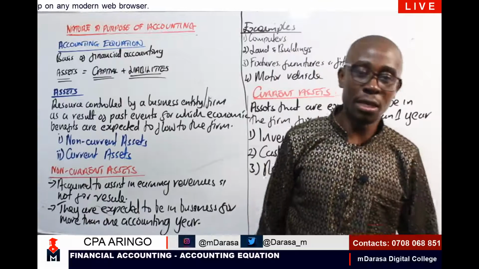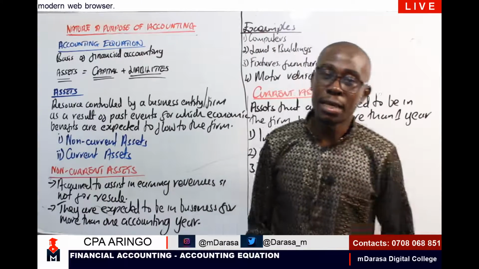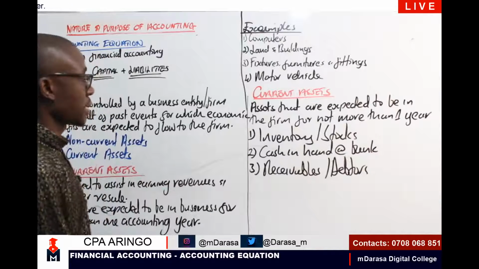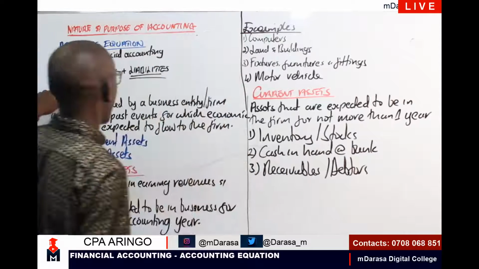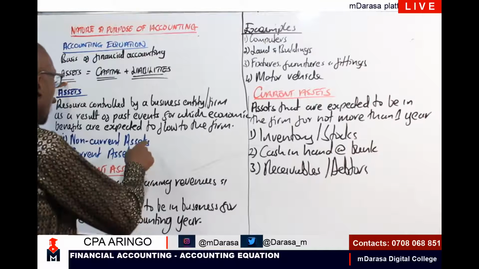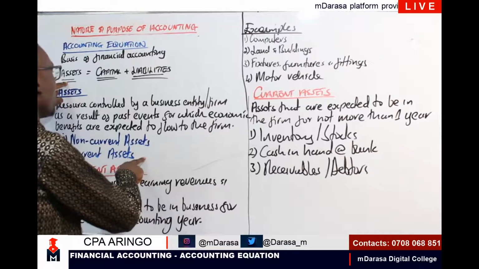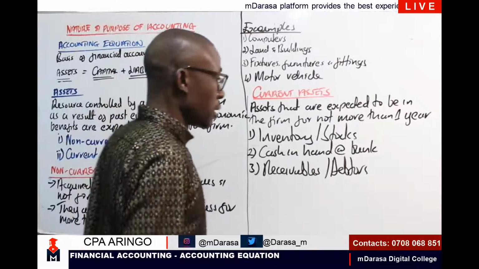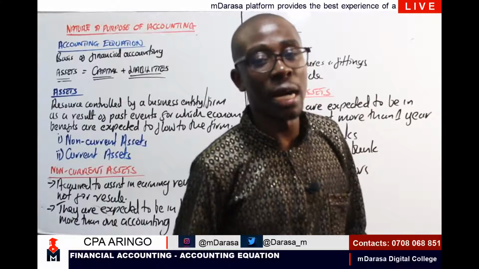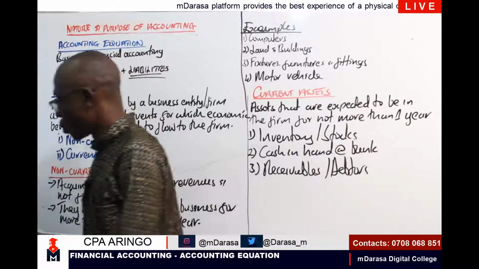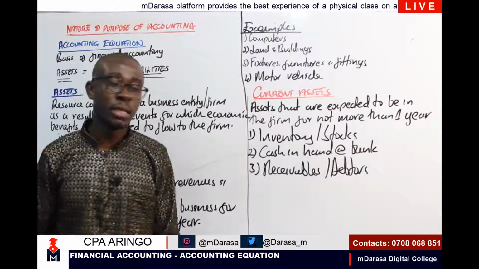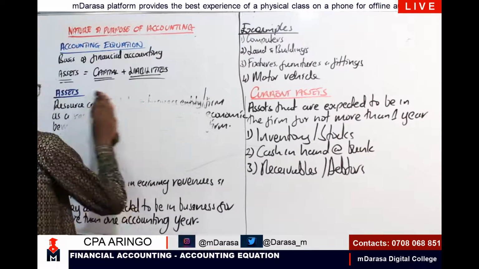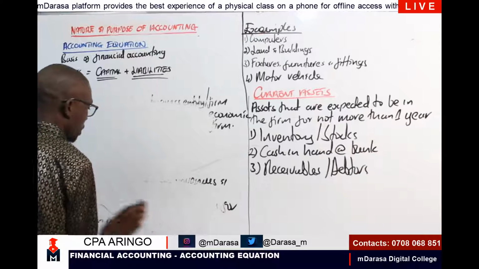I wanted us to get a very clear distinction between non-current assets and current assets. So the assets, basically, are non-current assets and current assets. We must be having capital plus what? Plus liabilities. So we've analyzed what assets are. Let us also analyze what liabilities are. So allow me to erase here, then we check liabilities and see what it entails.